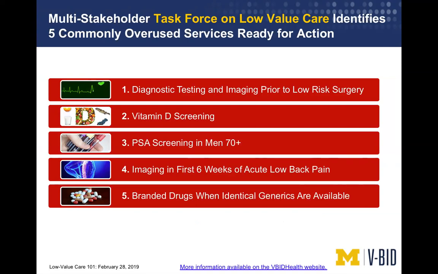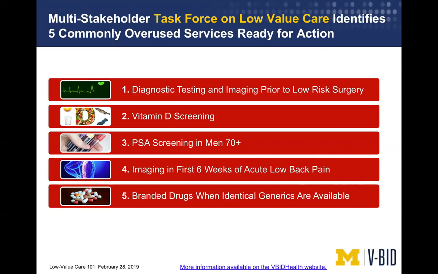These include diagnostic testing prior to low-risk surgery, most notably cataract surgery and breast biopsies, population-based vitamin D screening, which many of you know has been my flagship low-value care condition, PSA screening in men over 70, since we wanted to have a Medicare measure, imaging in the first 6 weeks of acute low back pain, as well as a service that Michael tended to mention, the use of branded drugs when an identical generic was available.